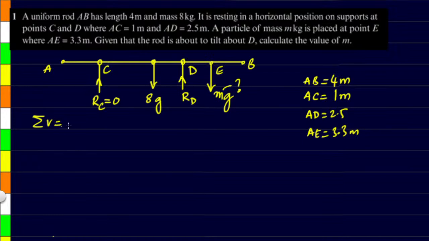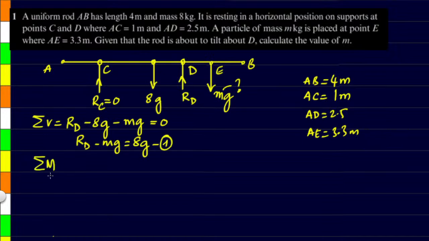Again, we have to go with sigma V. RC is of course 0, so let's neglect it. RD is acting upwards, then 8g is acting downwards, and mg is also acting downwards. This total should be 0. So RD minus mg should be equal to 8g. This is our equation number 1.